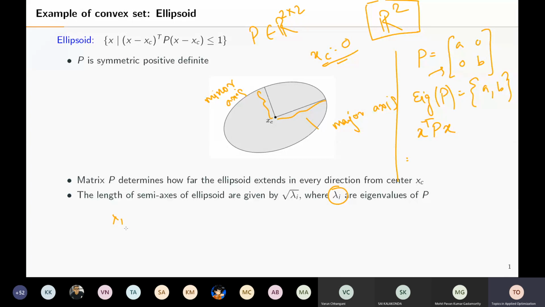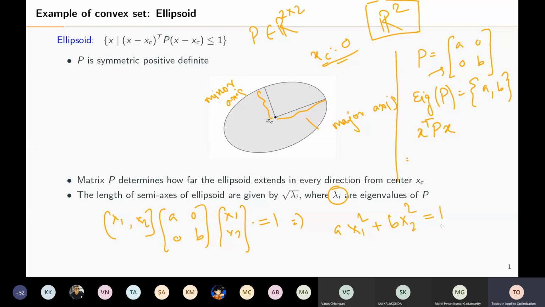Okay, let me do it here. So x1, x2, and P is like A, 0, 0, B, and x1, x2, and this is equal to 1. So this is like A x1 square plus B x2 square is equal to 1, right? And I divide by AB both sides, right? So this is like x1 square by B plus x2 square by A is equal to 1.